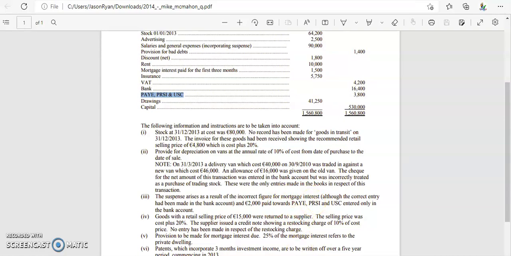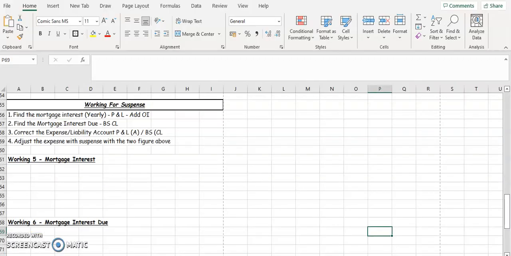So when we answer this question, there's going to be 4 parts to it. The first working is going to find the mortgage interest, the yearly amount. That's going to go into your profit and loss account, into your operating section. Then we're going to find the mortgage interest due. That's going to go into your balance sheet as a current liability. We're going to correct the expense or the liability, the liability in this case being the PAYE, PRSI and USC. That's going to go into your balance sheet as a current liability.